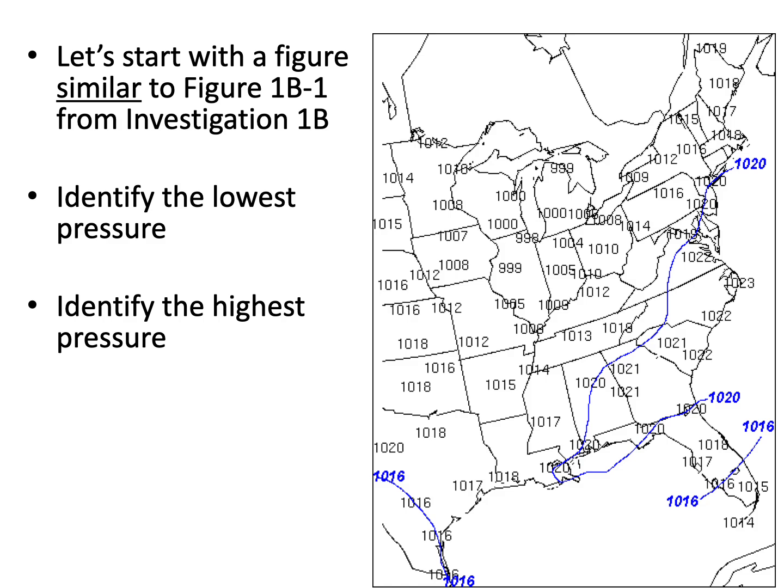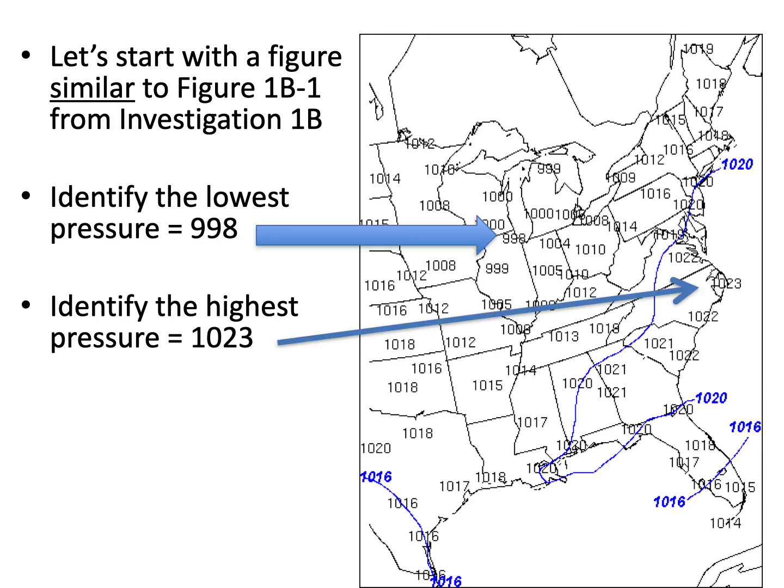As you get started, the easiest thing to do is to identify where the highest and the lowest pressures are. In this case, Chicago's got 998, and that station out over the Outer Banks is 1023. You want to start off by doing this on almost every map. Sometimes you can have several different areas of low pressure depending upon the size of your map, as well as peaks of high pressure.